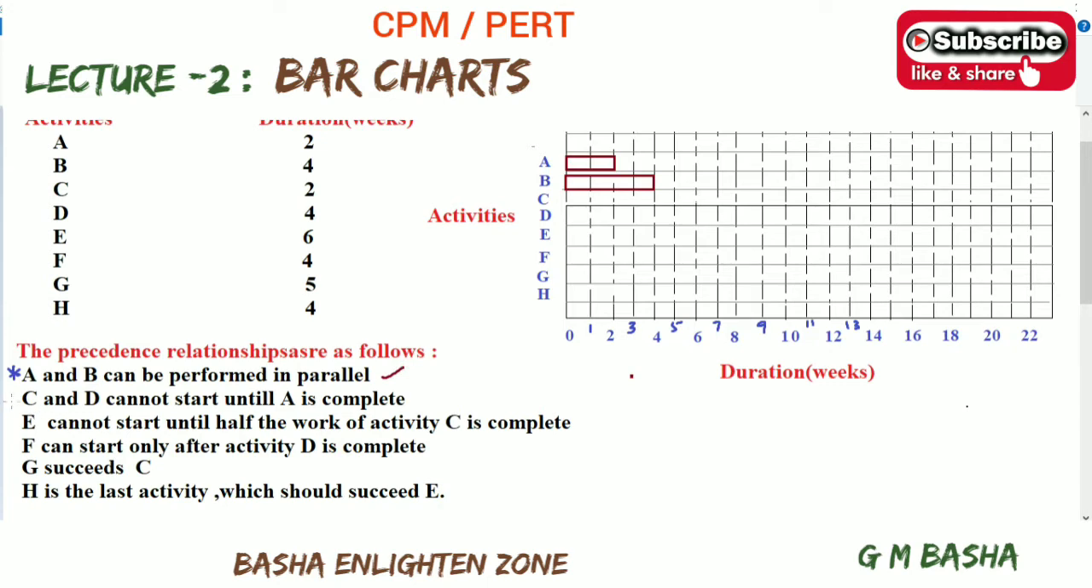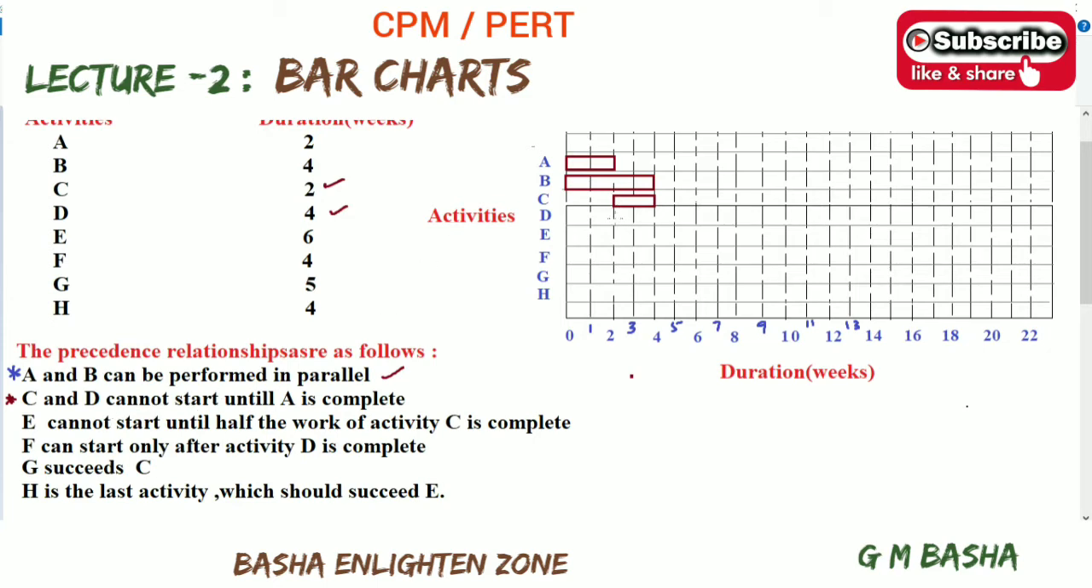And what about the second one? C and D cannot start until A is complete. A will be completed by the second week. C and D cannot start until A is completed. After completion of A, that is the second week, C will be started. The duration of C will be 2 weeks, so here I am taking up to 2 weeks. That is the duration of C. Then the next step is the duration of D. For D also, it can start only after completion of A, since C and D cannot start until A is completed.